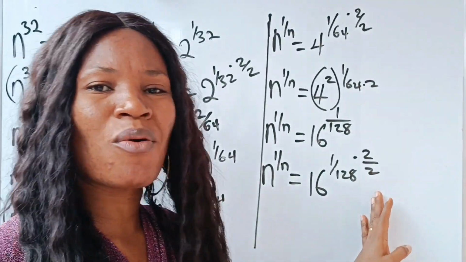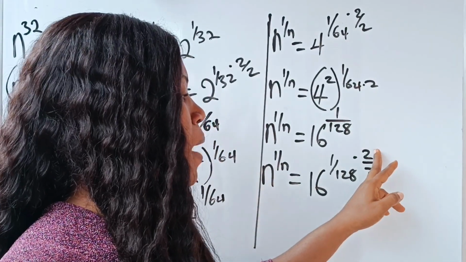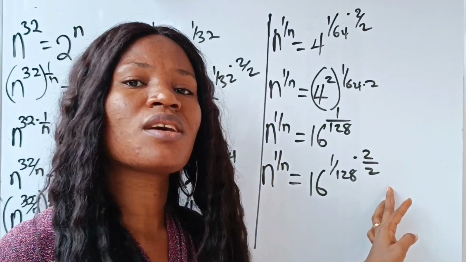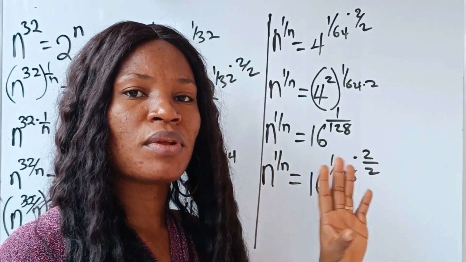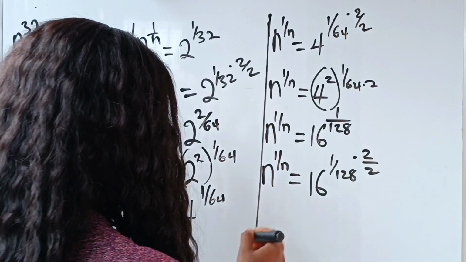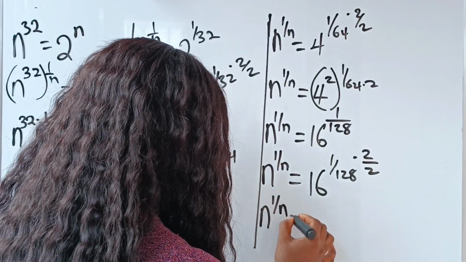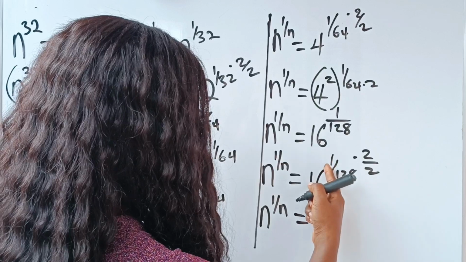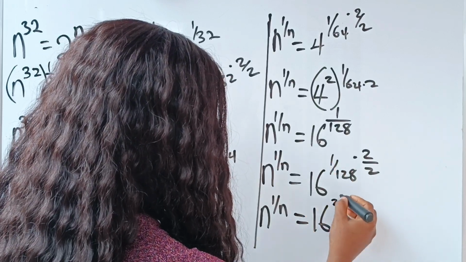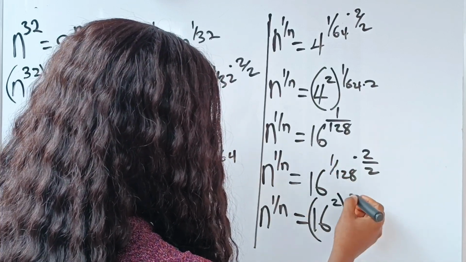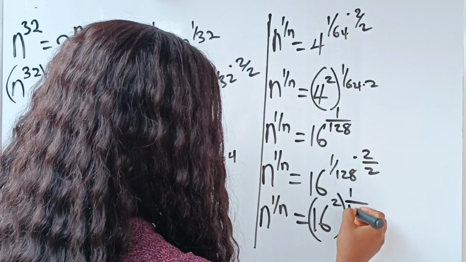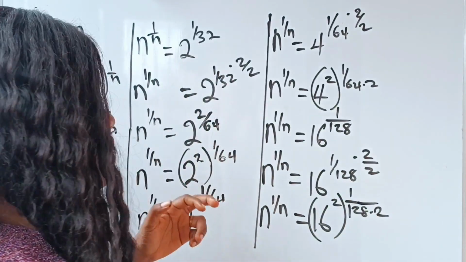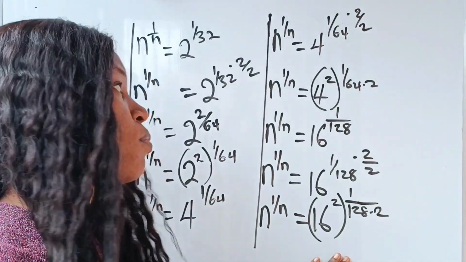Now, for those that will be like, why 2 over 2? When I multiply by 2 over 2, it's like multiplying by 1. So I've not really changed anything. I'm just trying to manipulate it, okay? All right. So we have n to the power of 1 over n is equal to, so I'll write 16. I'm going to bring these 2 in, and I'm going to raise this to the power of what? 1 divided by 128 multiplied by these 2. So I've explained it already here. That's why I keep going straight to the point.